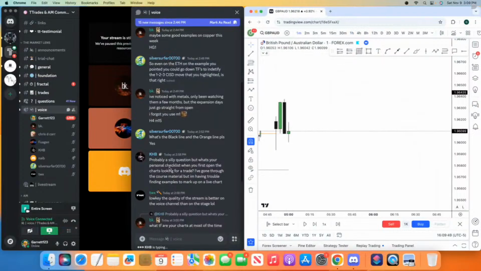Probably a silly question, but what's your personal checklist when you first open the charts looking for a trade? I've gone through the course material and I'm having trouble finding examples to mark.